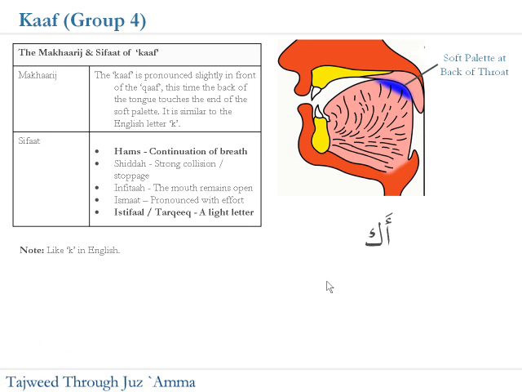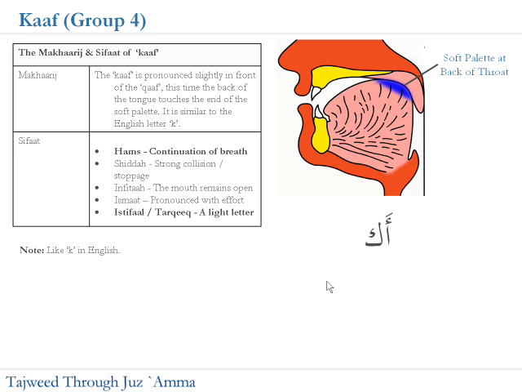So we'll have a look at group 4 now, and these are the letters where the back of the tongue is touching the soft palate at the back of the throat. So the kaf is pronounced slightly in front of the qaf, and it's very similar to the English letter K. And here we have ak. So when you stop on the kaf when it's sakin, you have a continuation of breath. So it's ak, very natural sound.